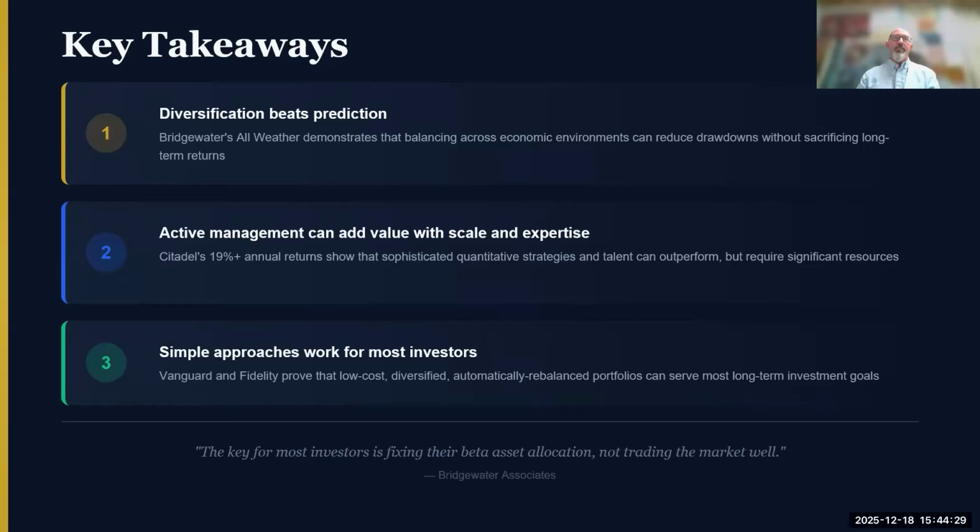Couple that with active management, and you can add value and expertise. In this case, Citadel has added an average of 19%. What I'm looking at is how we create a core portfolio that protects and preserves our assets, and then we add alpha to it. Alpha is the return over and above the benchmark that your portfolio is given.